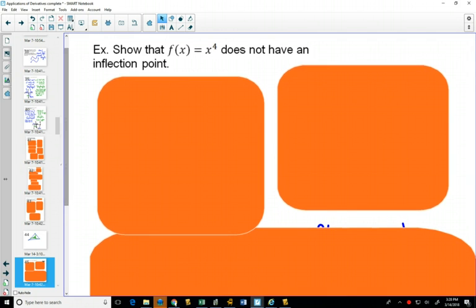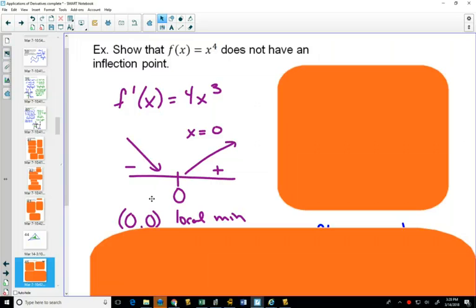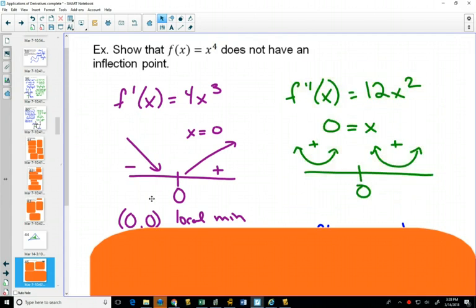Show that this does not have an inflection point. So you take your first derivative. You get 0. Okay, it tells us that it's a local minimum. You do your second derivative, and you get x equals 0. And this is, again, trying to point out that it is not enough to just get your second derivative equal to 0 to say that it's an inflection point. When you do your sign diagram, both sections are concave up.